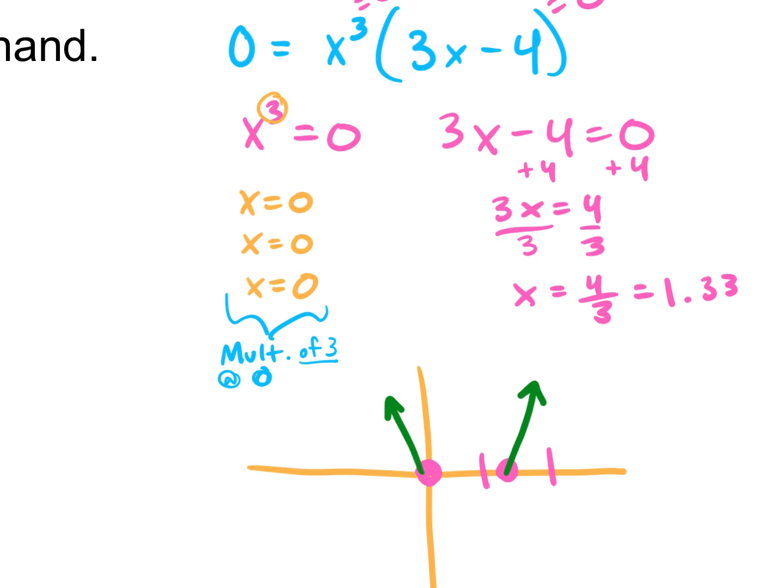Is 3 an even or odd number? Odd. We have an odd amount of zeros, so this would be odd multiplicity. If our multiplicity is odd, do we touch and turn or go through? We go through. So I would go through the x-axis at 0.